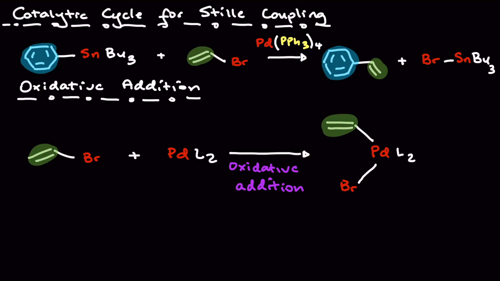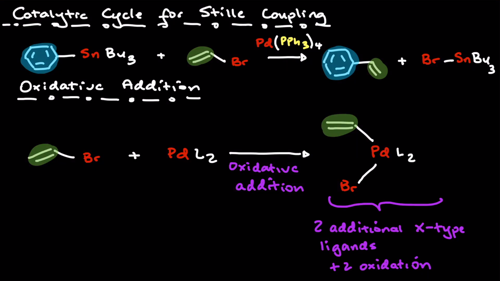As we can imagine, we have now introduced two X-type ligands to our palladium center, which means we have increased the oxidation state of the palladium by 2. And this is why we call this step an oxidative addition to the palladium center.